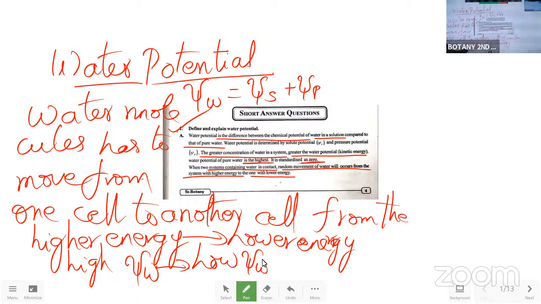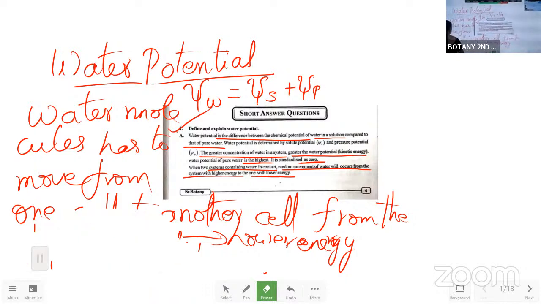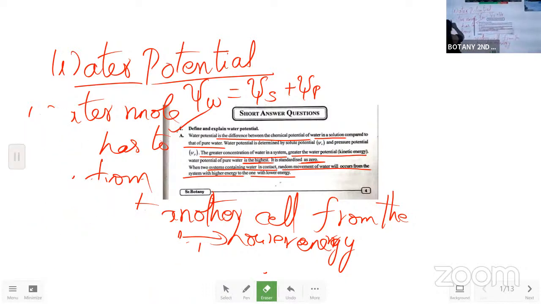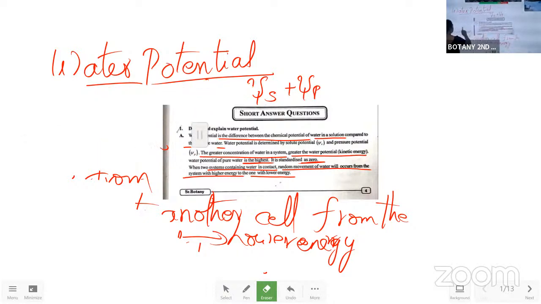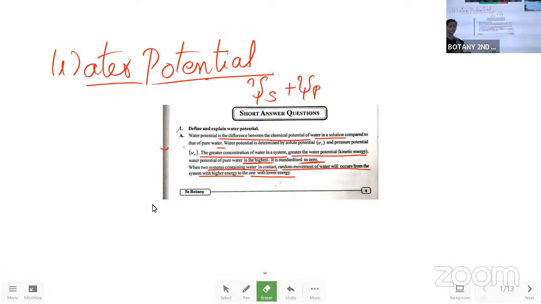This is also the standard, where water molecules are more. The water molecules' movement can be seen from one cell to another cell, from the high energy to the low energy, or else from the high water potential to the low water potential cell. So it's easy for you to write this answer now. On your own also you can write. So what is water potential?